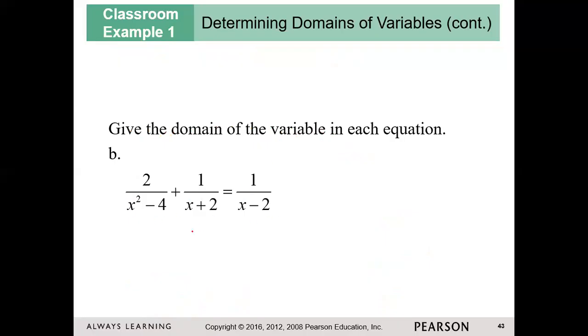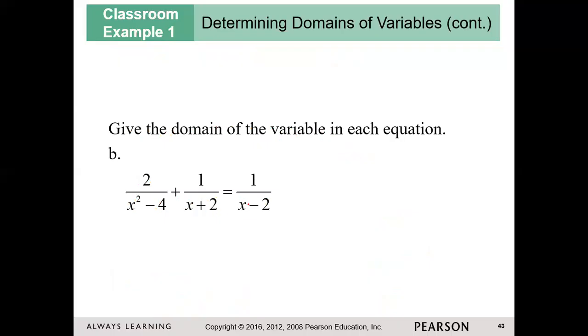Okay. All right, so again, let's go ahead and give the domain of the variable in each equation. So again, factoring is critical here. If you have practiced your difference of squares, you've recognized that this is the product of both of these guys. Again, factor your difference of squares as soon as possible.